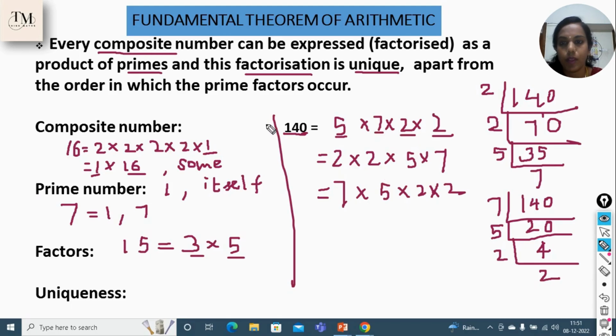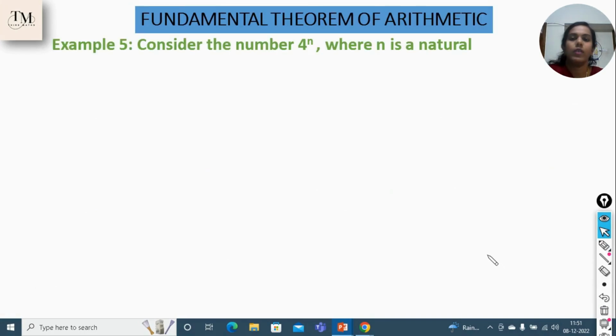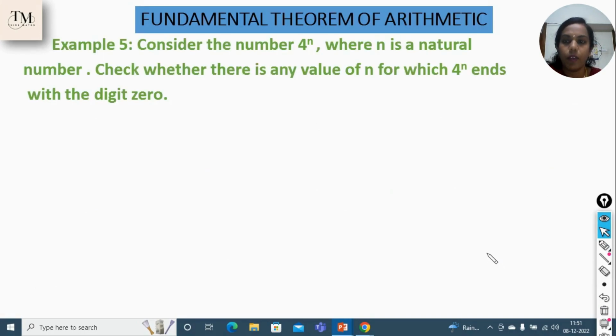Okay. So this is the fundamental theorem of arithmetic. Okay. So next is example 5. Consider the number 4 power n, where n is a natural number. Check whether there is any value of n for which 4 power n ends with the digit 0.